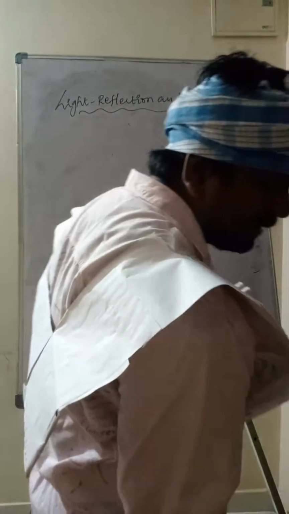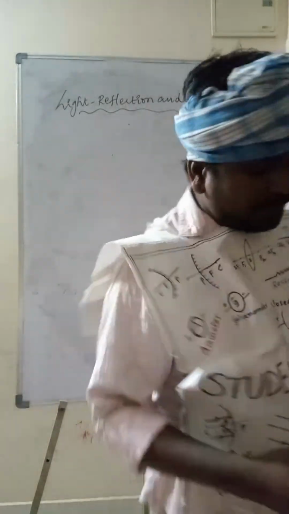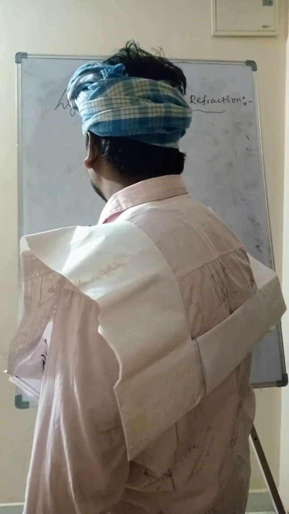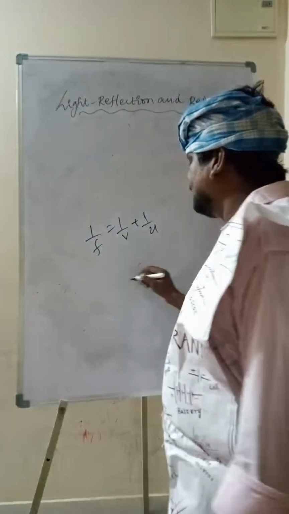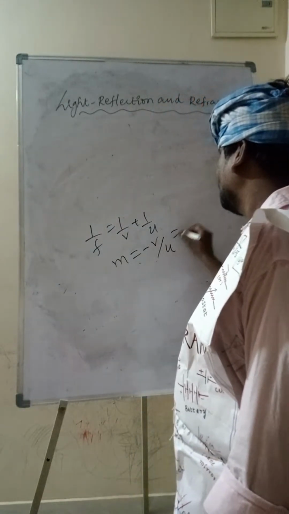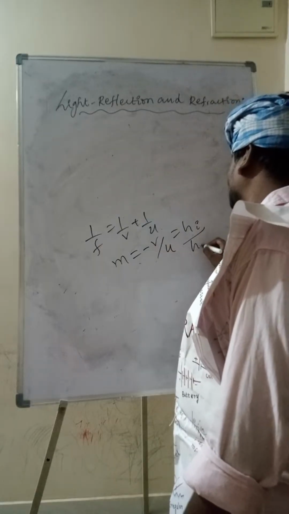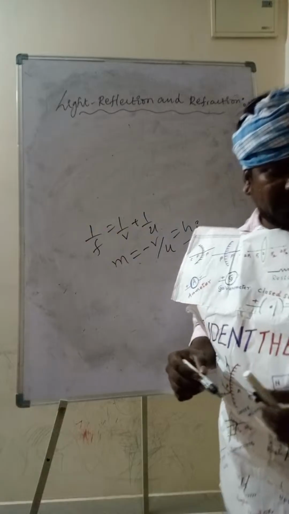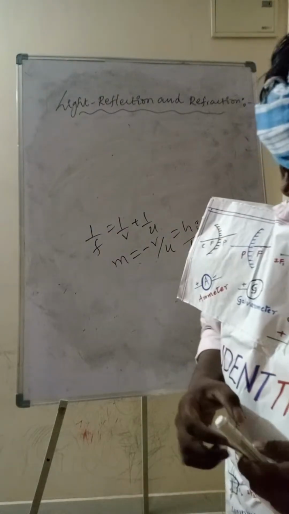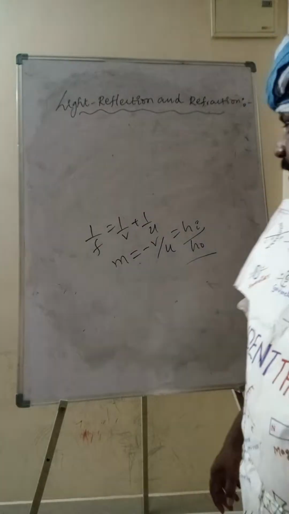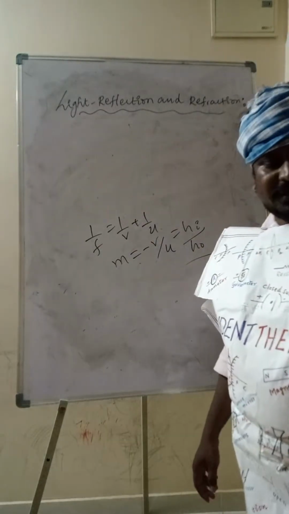Mirror formula we'll discuss. So mirror formula is 1/f = 1/v + 1/u. Magnification equals minus v by u, equals height of the image by height of the object. Magnification is nothing but the ratio of height of the image to height of the object. So this is about light reflection.